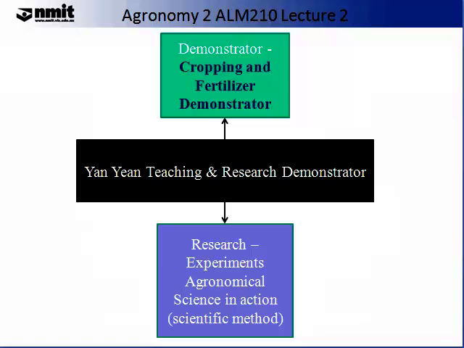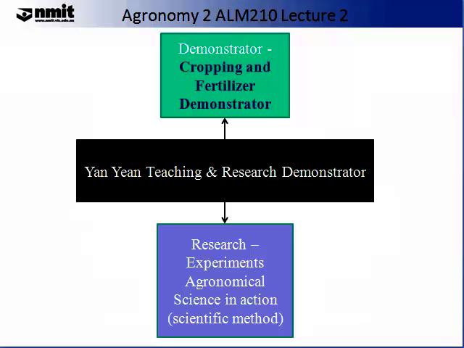We have two aims with this teaching and research demonstrator. The first is to introduce the concept of a demonstrator. This is where an area or section of land on a farm shows or illustrates some form of management or new variety. Our demonstrator is going to show several different species and the effect of adding strips of fertilizer to these species. I have called this the cropping and fertilizer demonstrator.